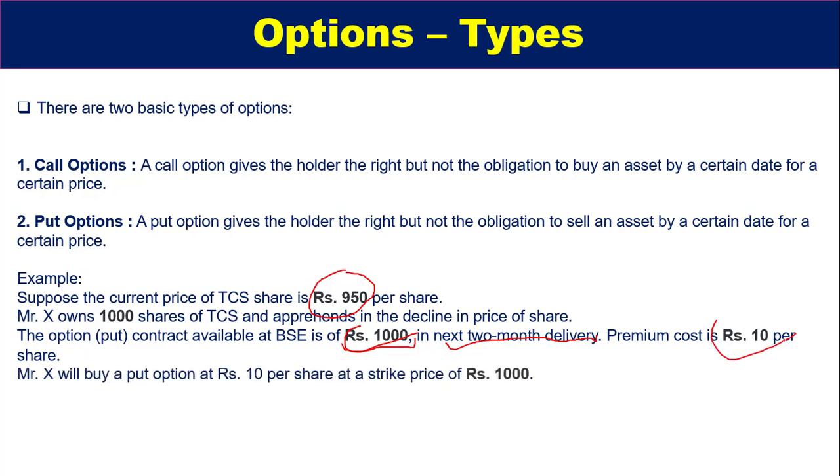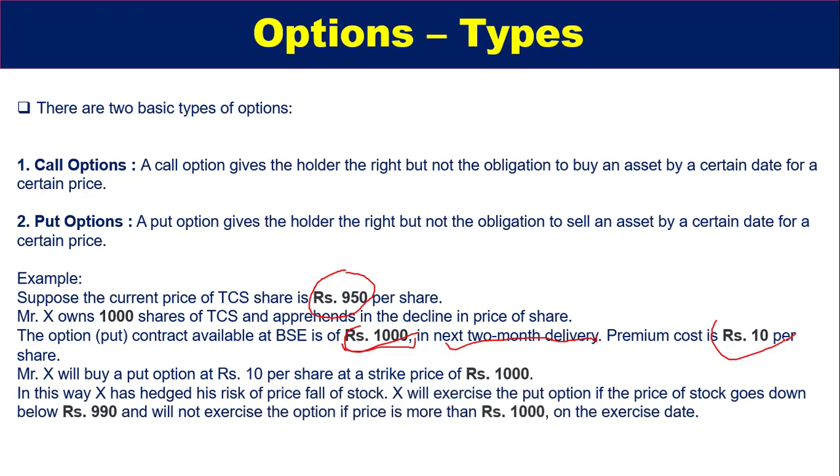So Mr. X will buy a put option at rupees 10 per share at a strike price of rupees 1000. In this way, Mr. X has hedged his risk of price fall. It may happen that the price of this share goes severely down from rupees 950 to 900, 800. In this way, he has avoided the risk and saved his money. Mr. X will exercise the put option if the price of the stock goes down below rupees 990, and will not exercise the option if the price is more than rupees 1000. This is the important thing: in a put option, this is the option available to the option buyer.